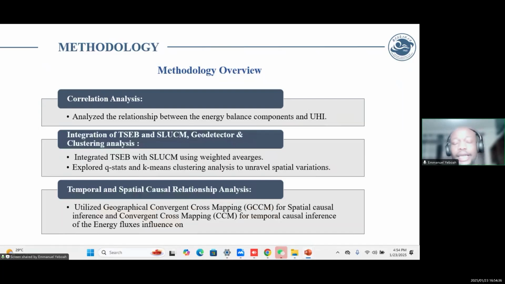And then we went ahead to use k-means for the clustering analysis, which helps us look at the concentration of UHI based on the existing urban canopy fluxes. Yeah, so we went ahead to perform what we call causality analysis. Let me just give a brief introduction about causality analysis here.